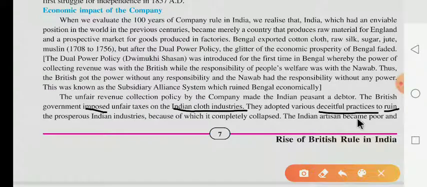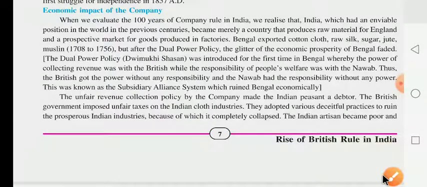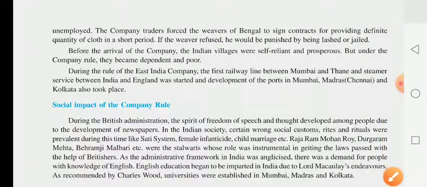The Indian artisan became poorer. The Indian artisan became poor as well as unemployed. The company traders forced the weavers of Bengal to sign the contract. Who was the weaver? Weaver means the person who weaves cloth, that is known as a weaver. The weavers of Bengal were forced to sign a contract for providing a definite quantity of clothes in a short period.